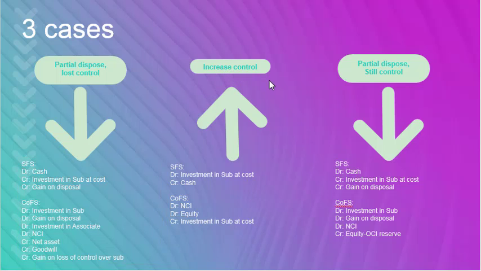Okay, and then we got increased control. We have control originally, and then we buy more shares. So this is the separate financial statement and consolidation. And another case is that we partially dispose our shares. However, we still have the control. Okay, so in that way, if there's any gain or loss, we're gonna put it into OCI. Okay? So we have to be very careful on the accounting treatment from separate financial statement as well as the consolidated financial statement.